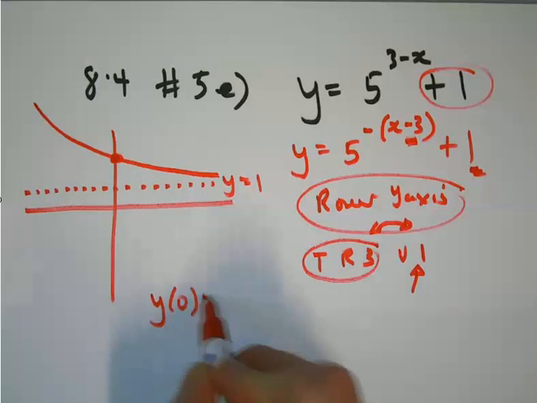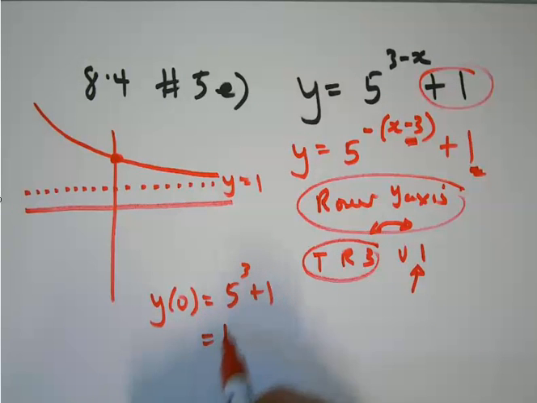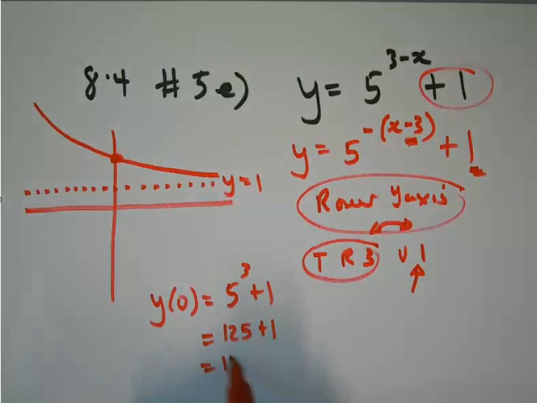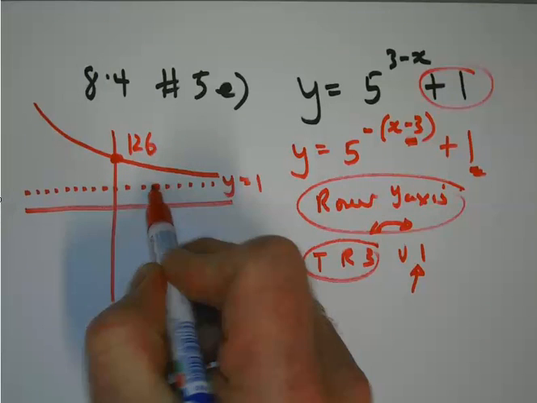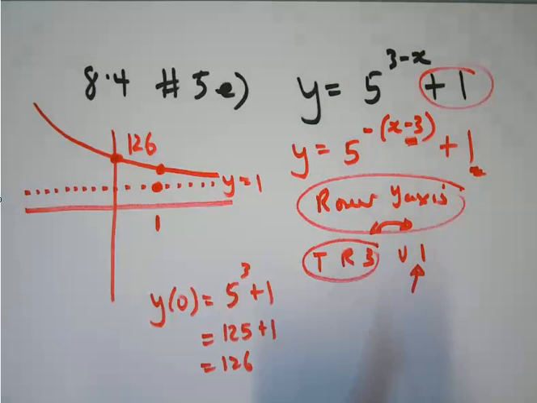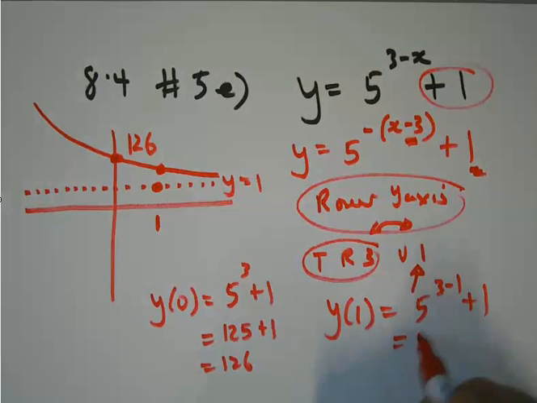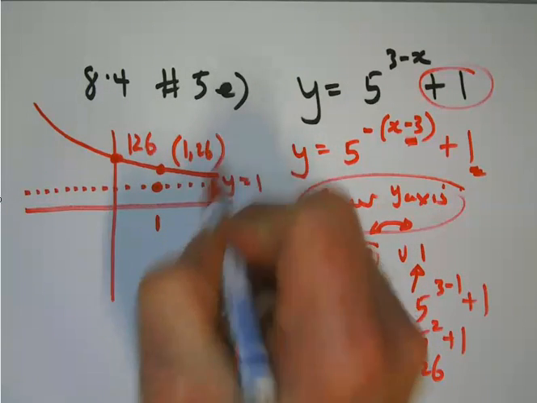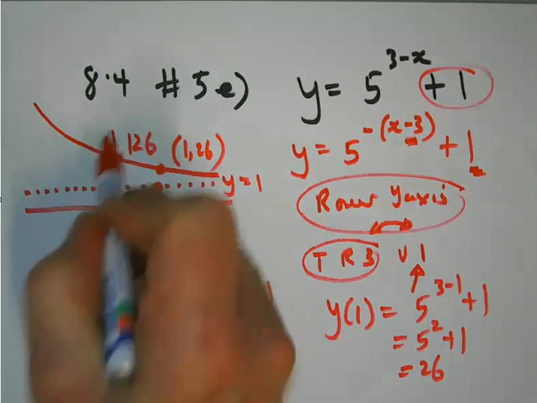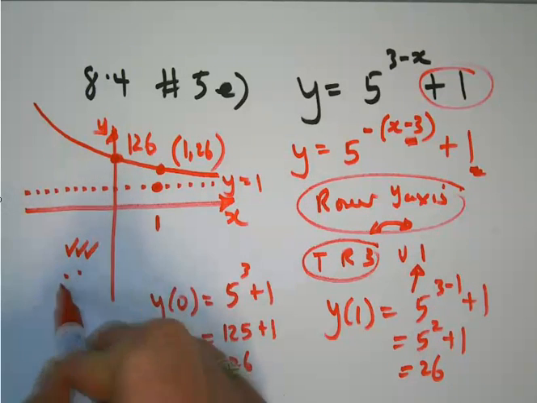y of 0 will give me my y-intercept. So 5 to the 3 plus 1, 125 plus 1, 126 is going to be my y-intercept. And I need a second point, so I'm going to choose when x equals 1. y of 1 will equal 5 to the 3 minus 1 plus 1, 5 squared plus 1, 26. So that coordinate is 1 and 26. That coordinate is 0 and 126. That's the y-axis, that's the x-axis. The asymptote's labelled. Beautiful graph. 3 ticks and a smiley face.